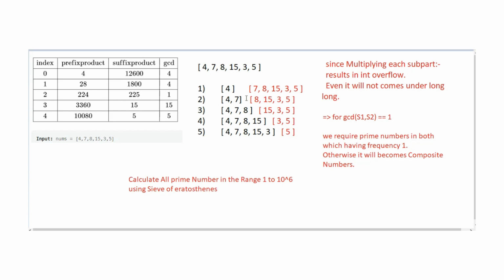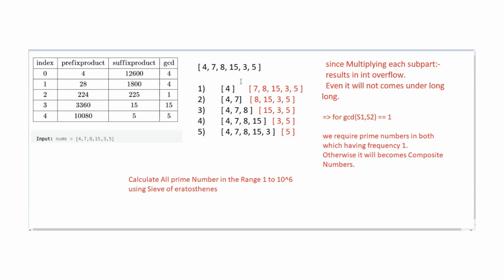Similarly, we do this, and at last, in the subpart, in the second map, we will traverse and check whether that particular value comes in map 1 or not.